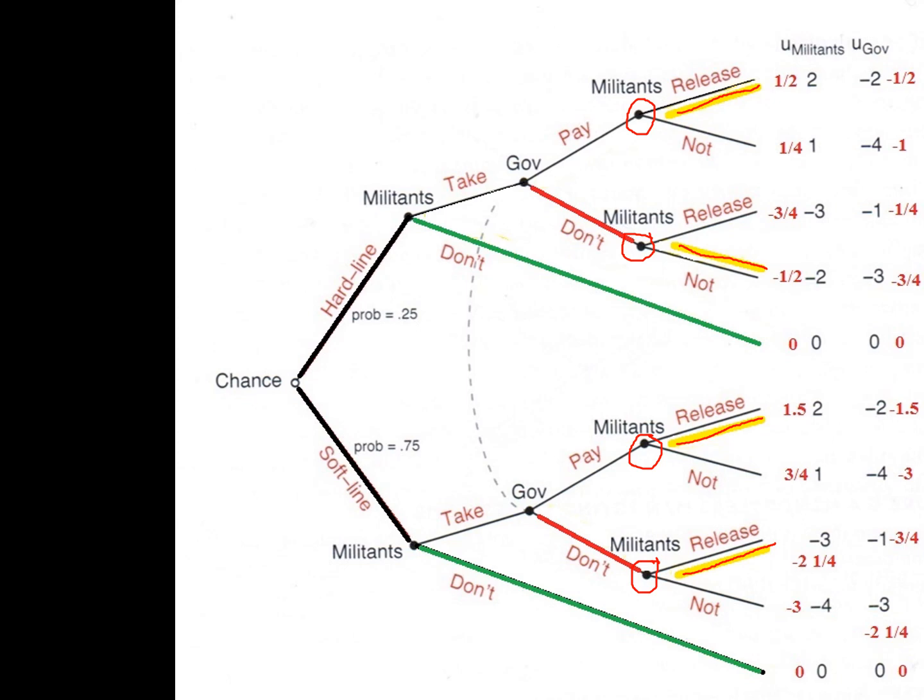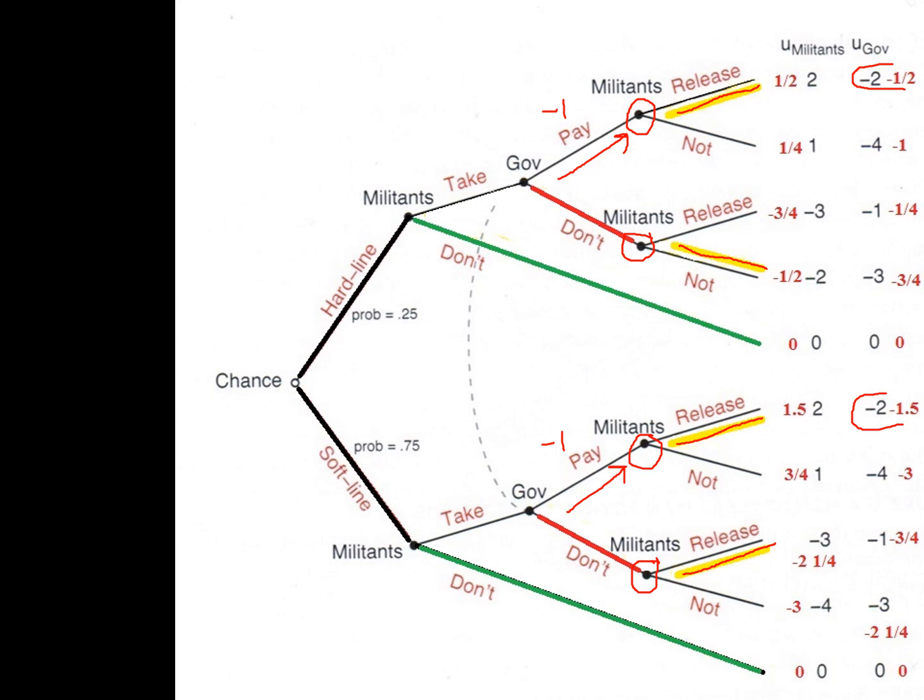So the decision to pay for both the soft and the hardline terrorists, this is the pay line, and you simply follow it down to the government's utilities over here, following the paths as indicated by Zermelo's theorem. We have here the payoff to pay as minus half and minus 1.5 divided by 2. And that's going to give us a payoff of minus 1. So the payoff to pay is going to be minus 1.